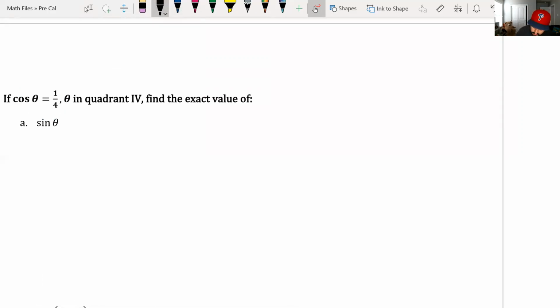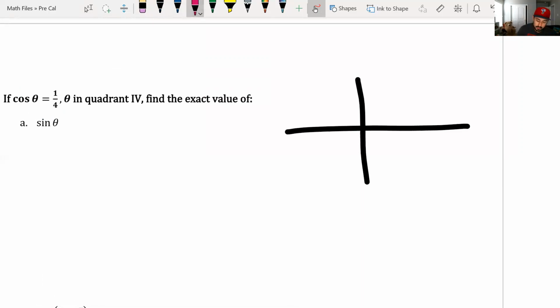So here's my unit circle. And it says we are in quadrant 4, so my theta is down here. Here's theta. And it says cosine is 1/4, this means cosine is adjacent over hypotenuse.